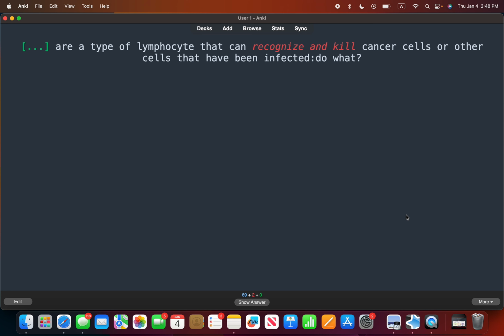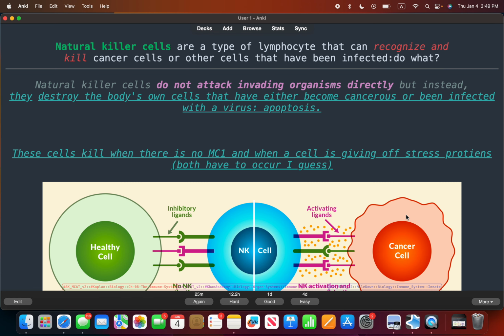So what is a type of lymphocyte that can recognize and kill cancer cells or other cells that have been infected? We know that this type of lymphocyte is a natural killer cell that recognizes and kills cancer cells. So the thing about cancer cells is that when our cells are cancerous, or they have been infected by a virus, natural killer cells do not attack invading organisms directly, but instead they destroy the body's own cells that have either become cancerous or been infected with a virus. So the killing of our own cells is called apoptosis.